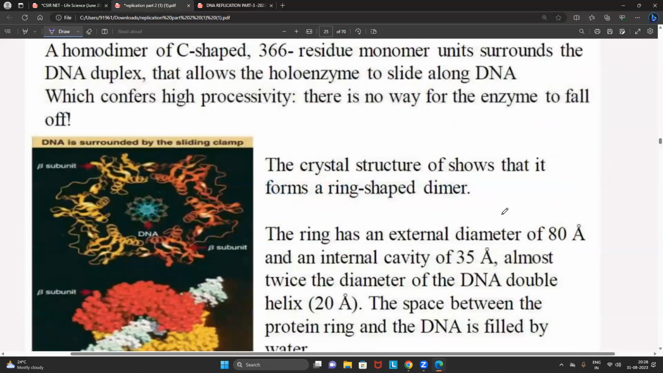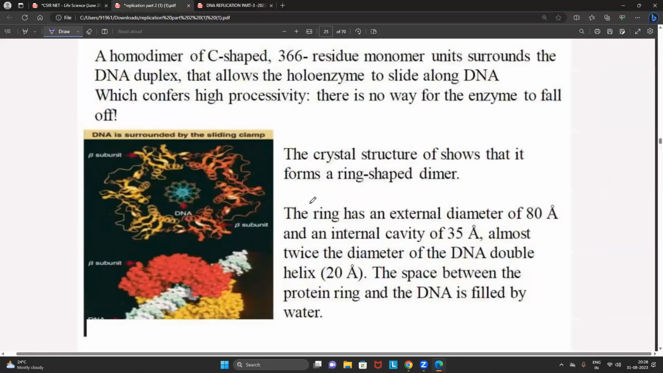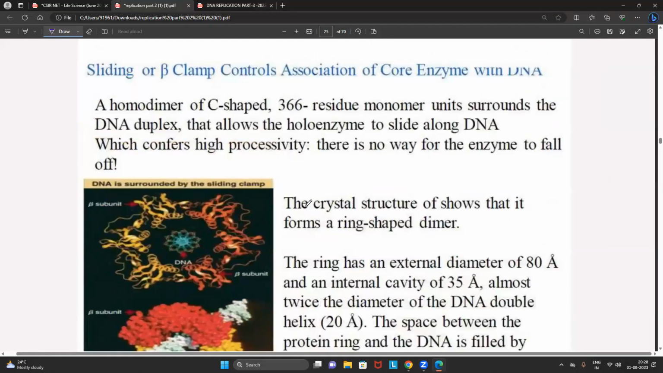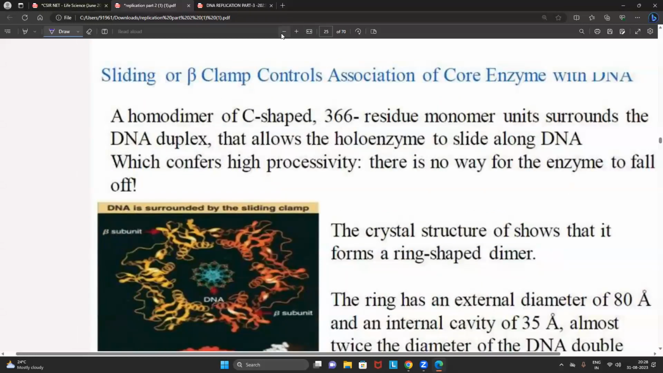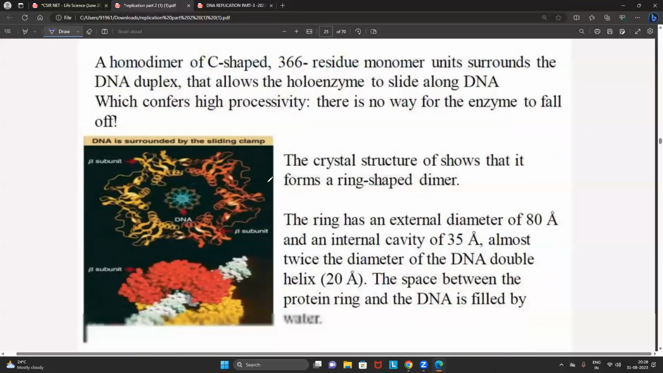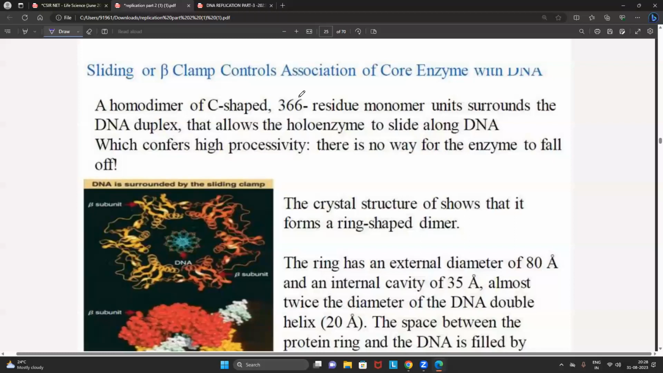Now every student has to look into this beautiful picture, because friends, they will ask a direct question in the exam. Which of the following proteins? I'll show you one wonderful animation after the process. You listen. They will ask a question: which is the name of the protein that increases the processivity? That is called the sliding clamp or beta clamp.